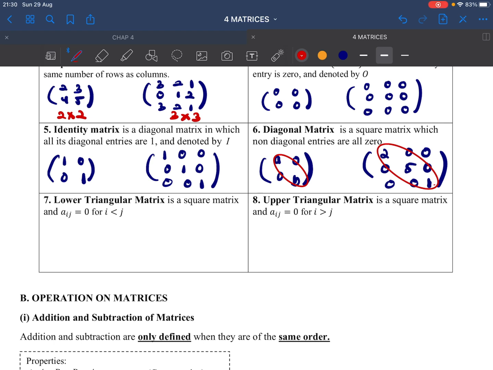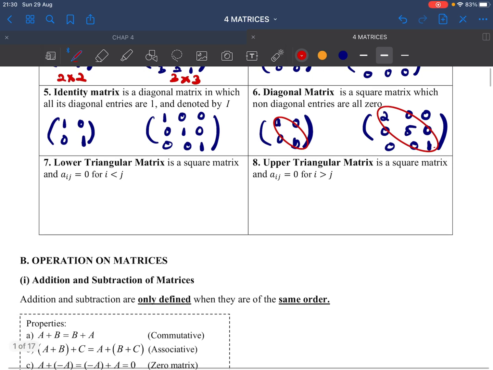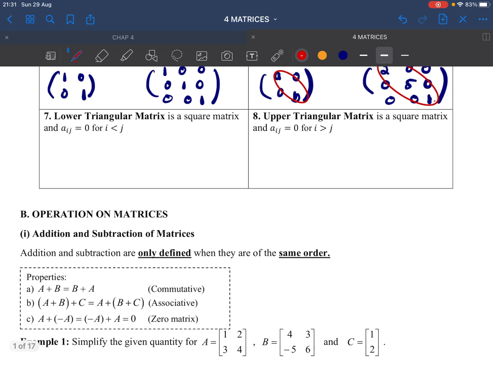Okay, ataupun kalau kita kata non-diagonal dia semua 0. Okay, itu maksud dia lah. Alright, so lower triangular matrix is... okay, lower triangular matrix. Apa pula maksud lower triangular matrix?